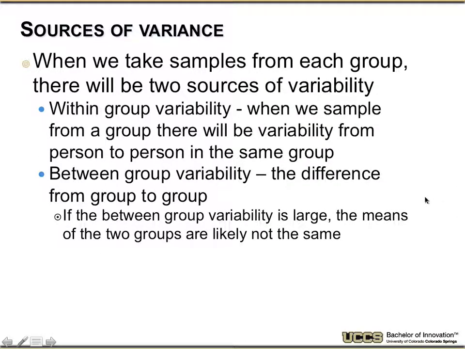So when we take the samples from each group, there will be two sources of variability. The within group variability, the samples we get from the same group. So for your algorithm, that would be the variance I get for my algorithm on different sets of data. That's my within group variation. And the between group variability, the difference between algorithm 1 and 2 as I move across the data.